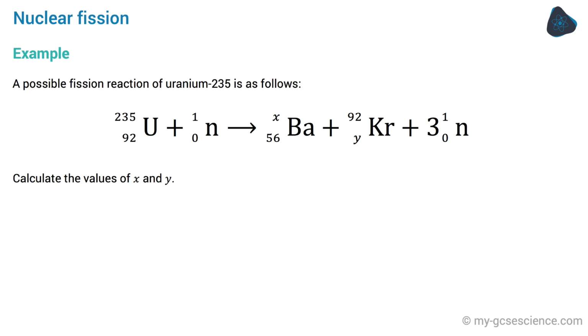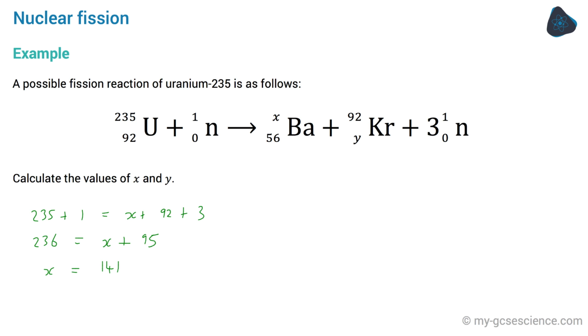Why don't you pause the video now and have a go at working out the values of x and y. For x, we should remember that the total mass number on the left must be equal to the total mass number on the right. So the first line should look like this: 235 plus 1 equals x plus 92 plus 3. Remember that that big 3 means that there are 3 neutrons emitted. The next line then is 236 equals x plus 95. So x must be equal to 141.